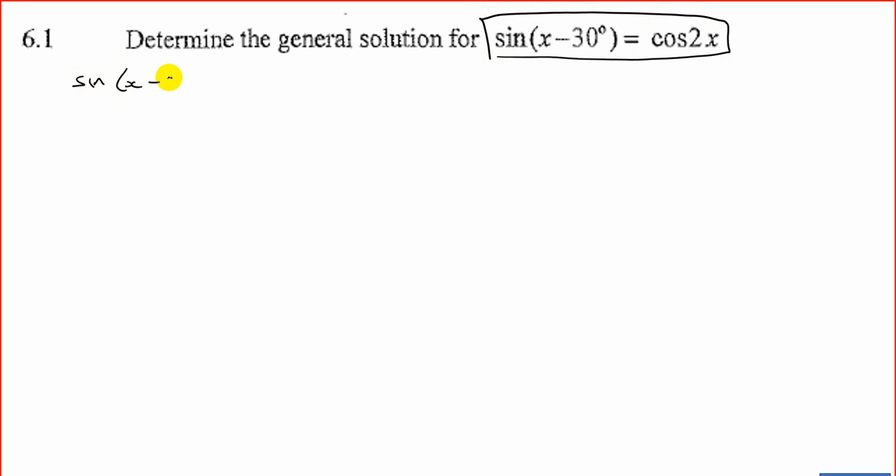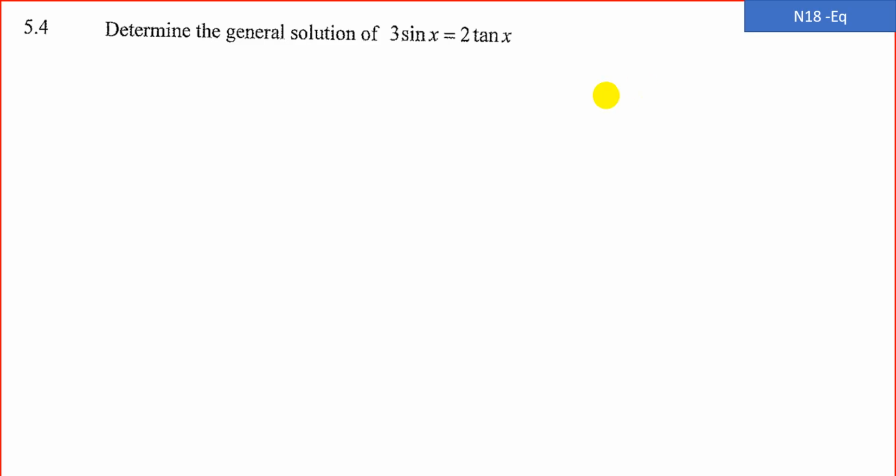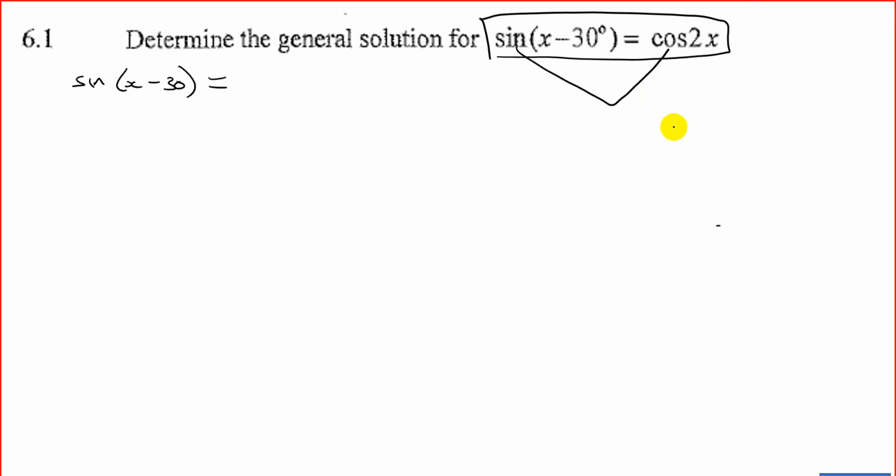You'll notice there are no numbers in front. And how do we relate sine and cos? Well, we use the co-ratios. The co-ratio is that cos x is equal to sine of 90 minus x. And that is because they are complementary angles. So we're going to write cos 2x. I'll bring the question down.